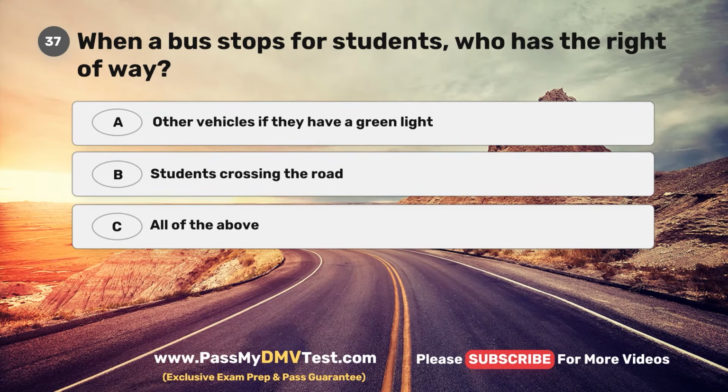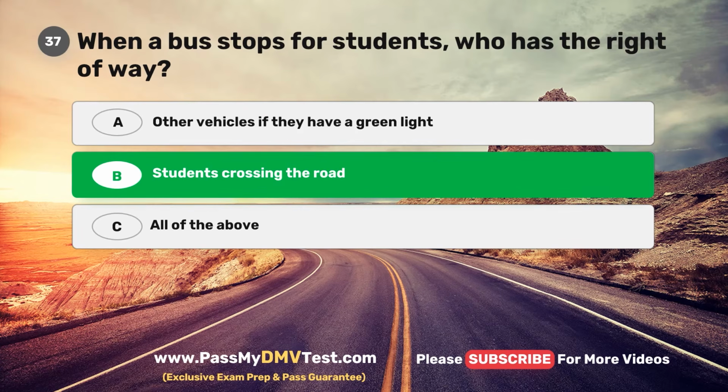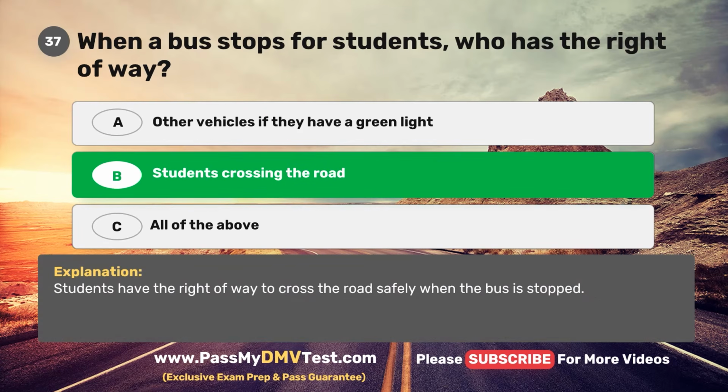Question 37. When a bus stops for students, who has the right of way? A. Other vehicles if they have a green light. B. Students crossing the road. C. All of the above. The correct answer is B. Students crossing the road. Students have the right of way to cross the road safely when the bus is stopped.